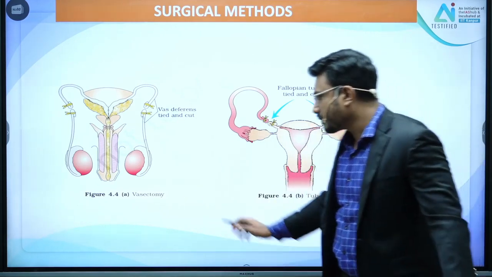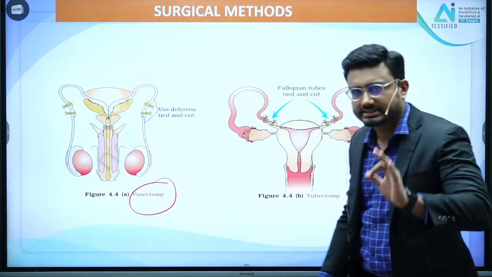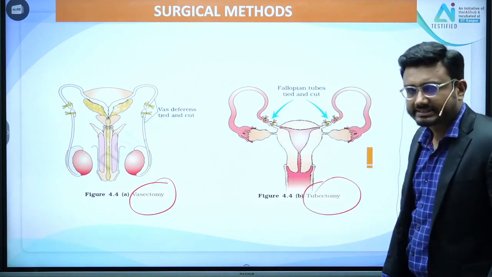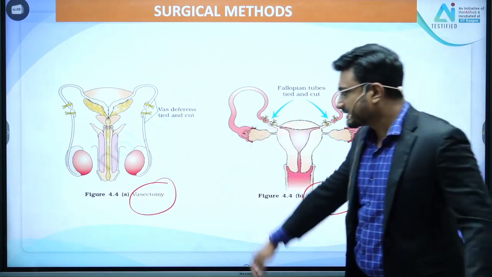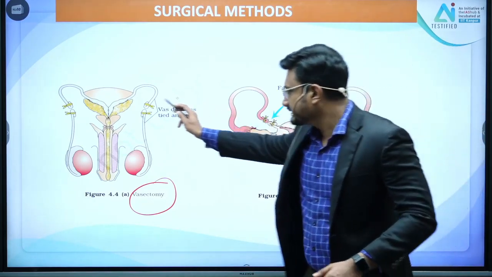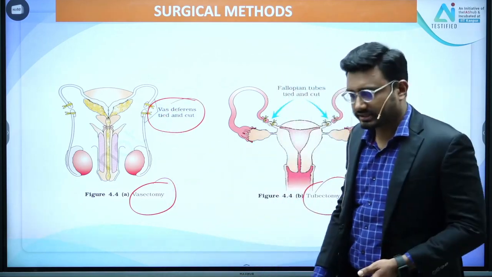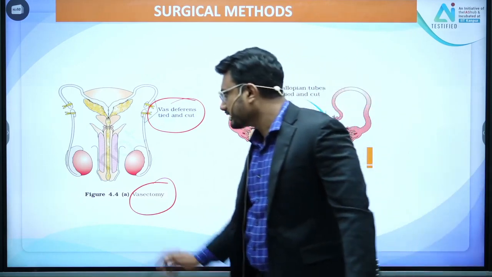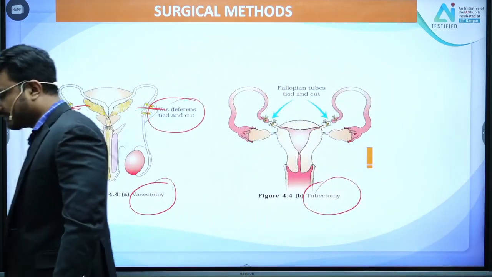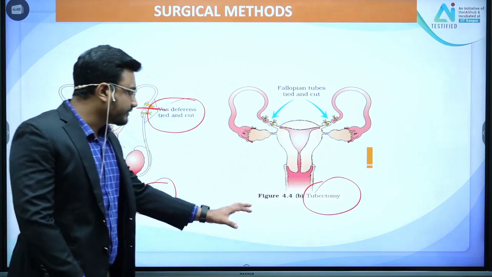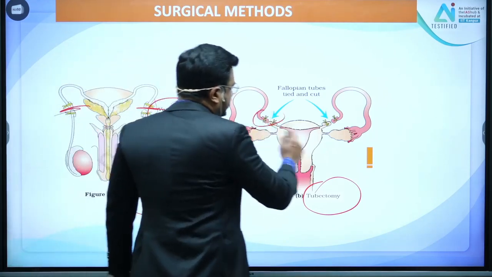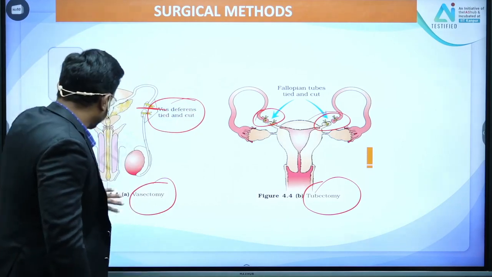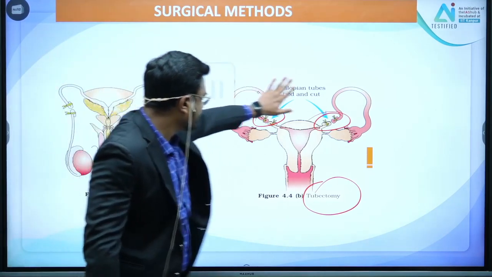In males, this surgical method is known as vasectomy, and in females, it is known as tubectomy. In vasectomy, the vas deferens are tied and cut, so the movement of the sperms doesn't happen because the vas deferens are cut in between. In tubectomy, the fallopian tubes are cut. These methods are generally irreversible. So now let's move on to the next slide.